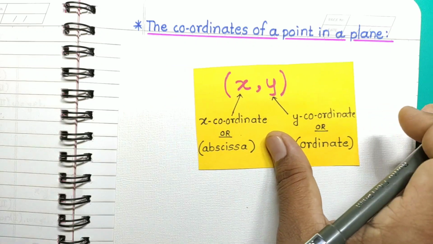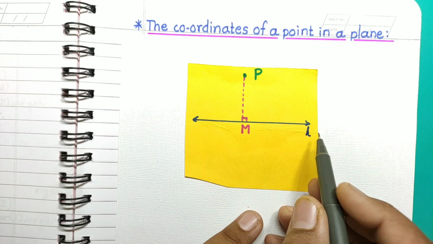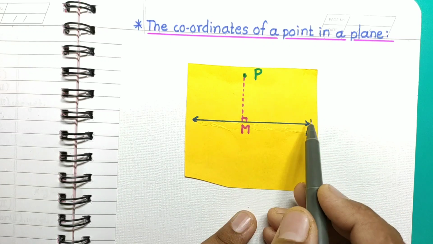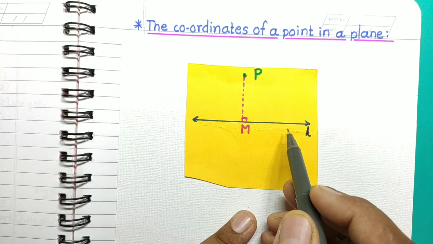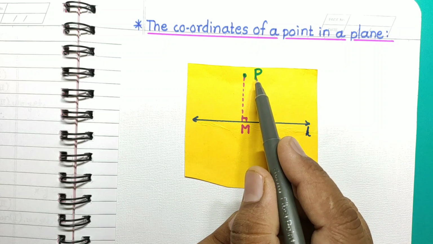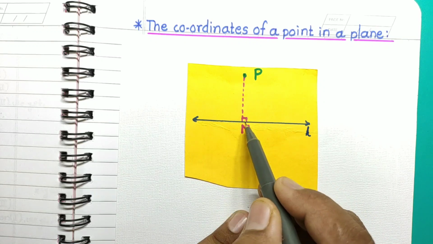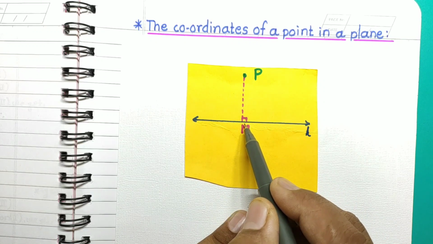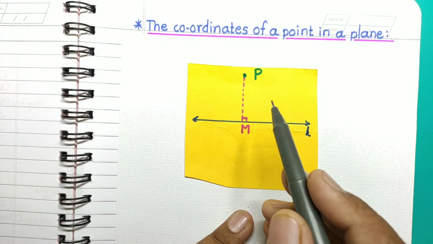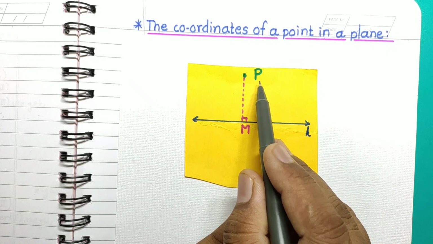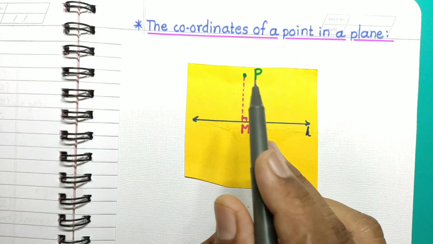Now let's recall the concept of distance of a point from a line. See, this is line L and point P is outside this line. So what is the distance of this point P from this line? For this distance we draw perpendicular PM on the line. So the length of this perpendicular PM is the distance of point P from the line. That means we consider the perpendicular distance of any point outside the line to measure its distance from the line.